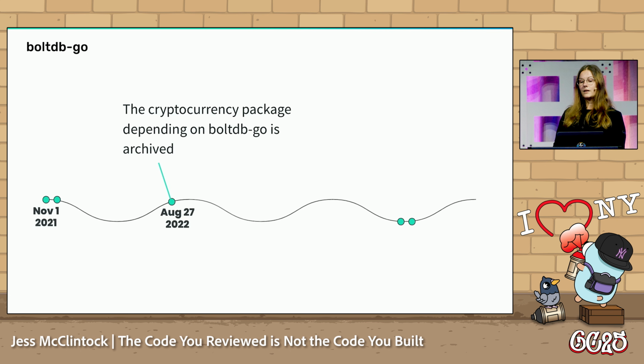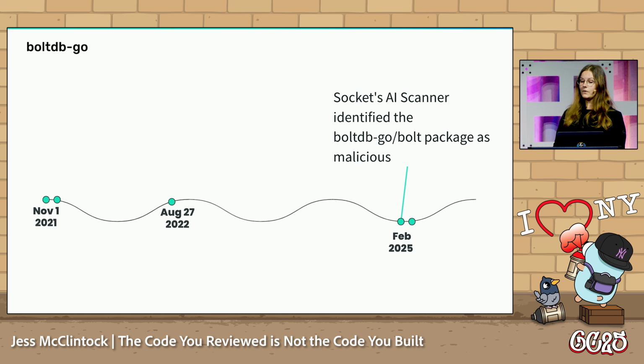Some time passes, and in August of 2022, the one package using the malicious fork actually ended up getting archived. But despite this, due to the caching of the Go module mirror, the malicious version continued to be available for over 3 years, although it doesn't appear that anyone actually used it during this time. It wasn't until February 2025 that the package Boltdb-go was flagged as malicious, and researchers published findings disclosing this attack.